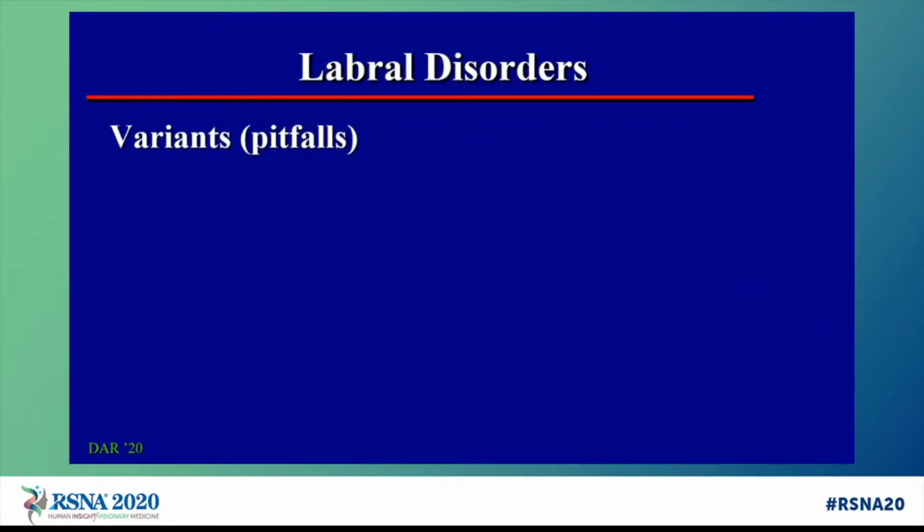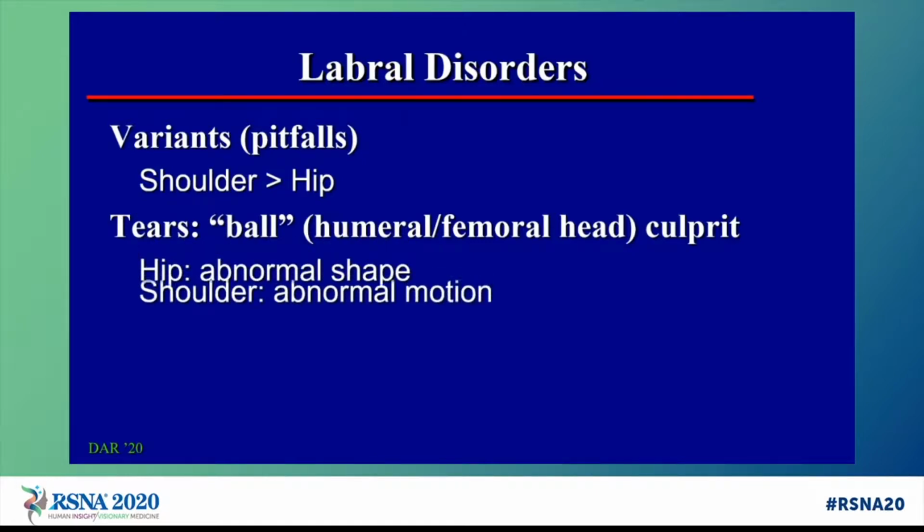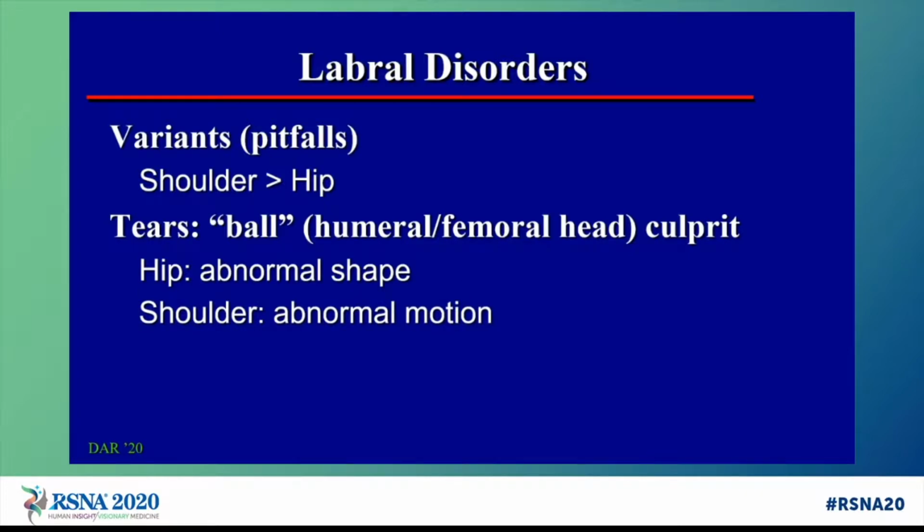Labral disorders include variants, which act as pitfalls, and this is more important in the shoulder compared to the hip, and then labral tears. And in all cases, it's the ball, the humeral head or femoral head, that's the culprit that's doing the damage to the labrum. In the hip, the underlying problem is often abnormal shape of the bones, and in the shoulder, it's often abnormal motion. The key observation to make these diagnoses is location.